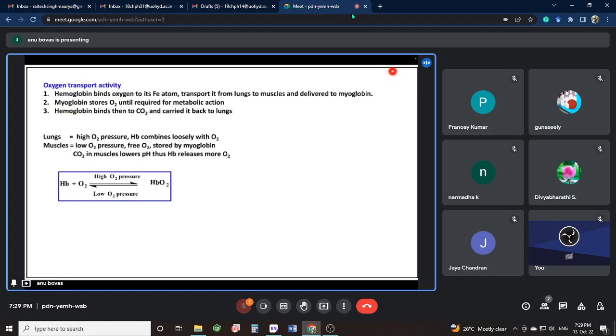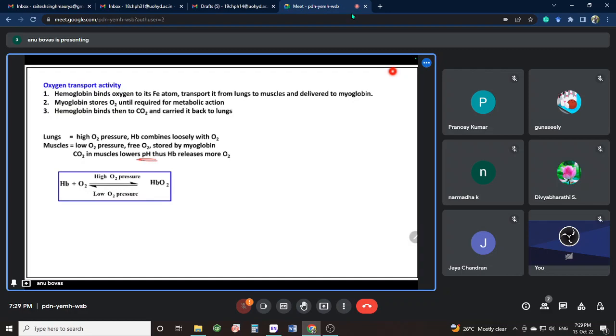So now in the lungs there is high oxygen pressure. Hemoglobin will combine with oxygen. At high oxygen pressure, hemoglobin will combine, and then when it comes to the muscle, there is only low oxygen pressure. So at low oxygen pressure, what will happen? Hemoglobin will free the oxygen present, and this is stored by myoglobin. Okay, and this pH thing, that we will learn later.